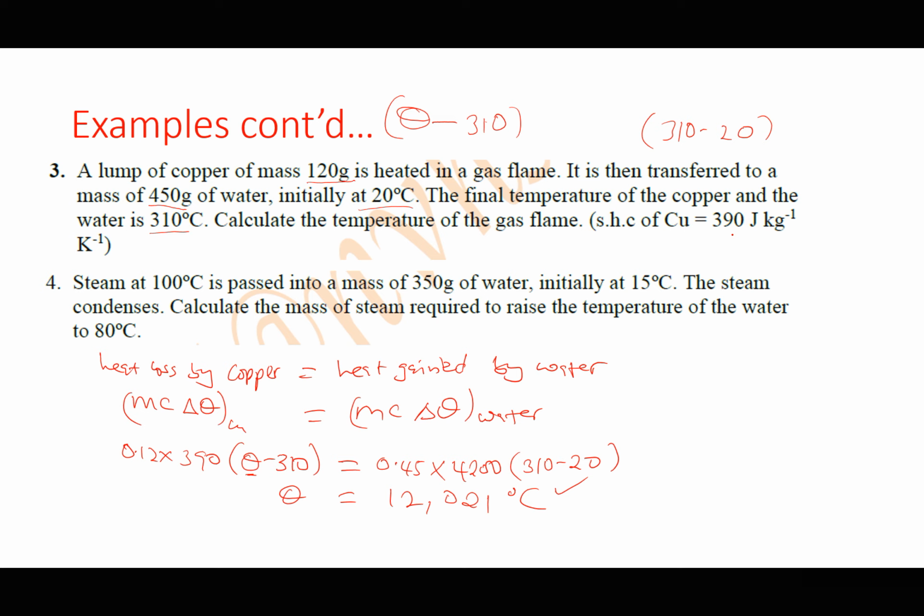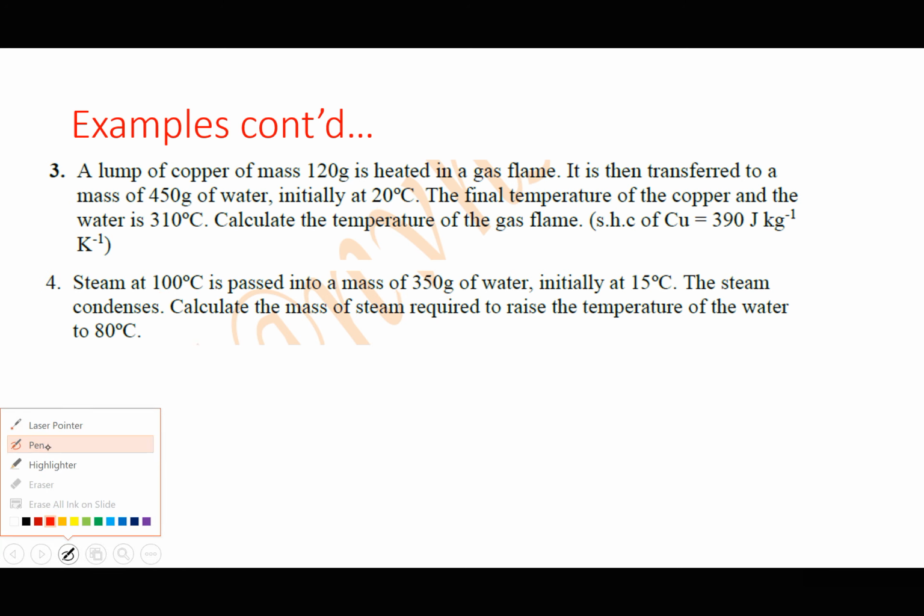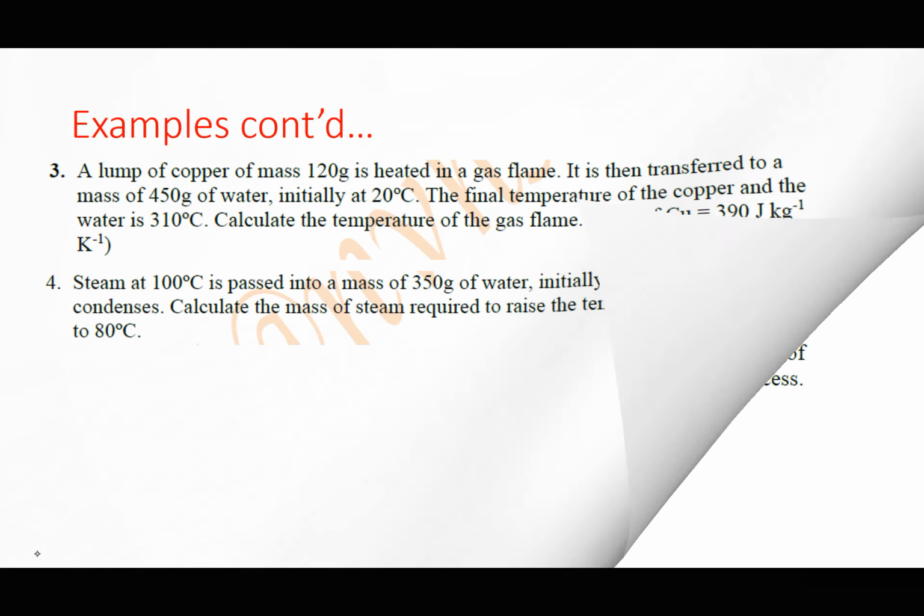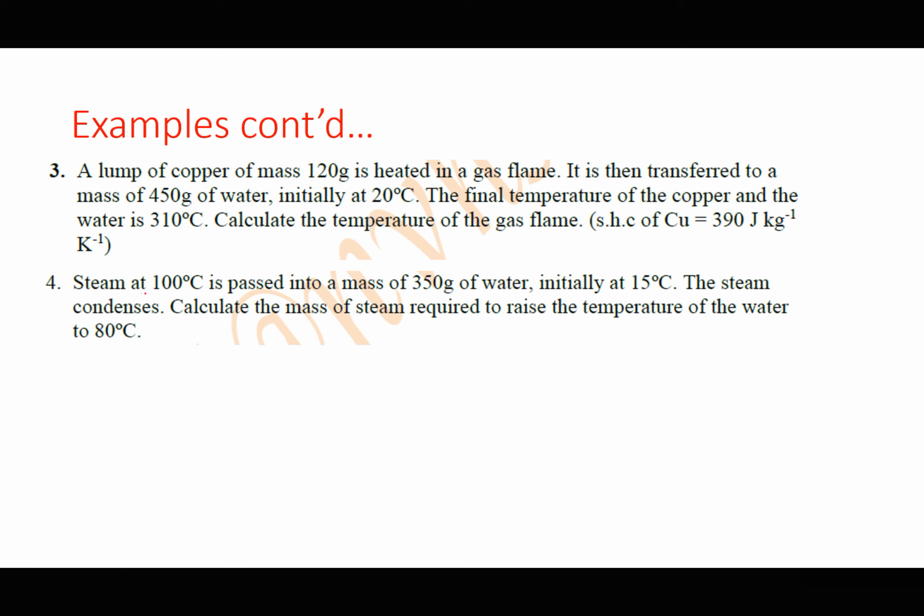Example number 4. Steam at 100 degrees Celsius is passed into a mass of 350 grams of water, initially at 15 degrees Celsius. The steam condenses. Calculate the mass of steam required to raise the temperature of the water. So I'm going to rub off this and use the same space. Steam is at 100 degrees Celsius, and the water is initially at 15 degrees Celsius.